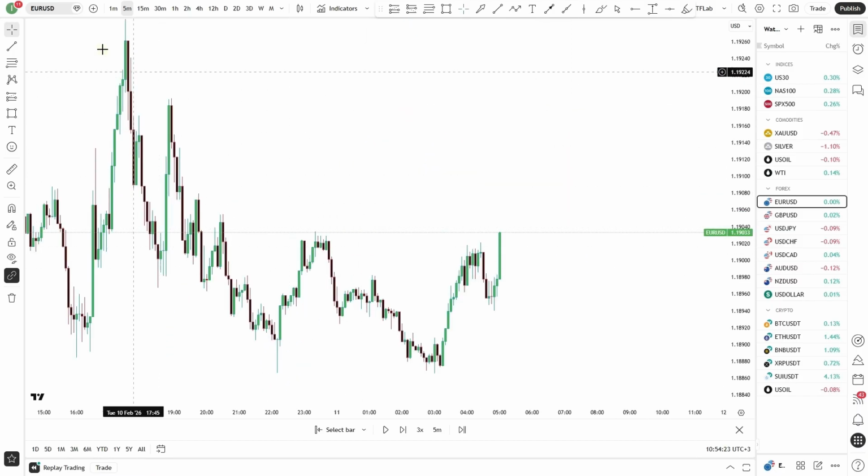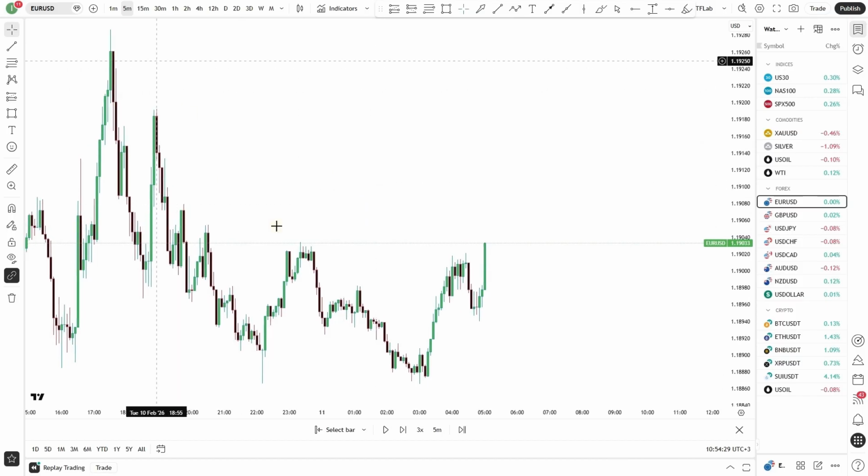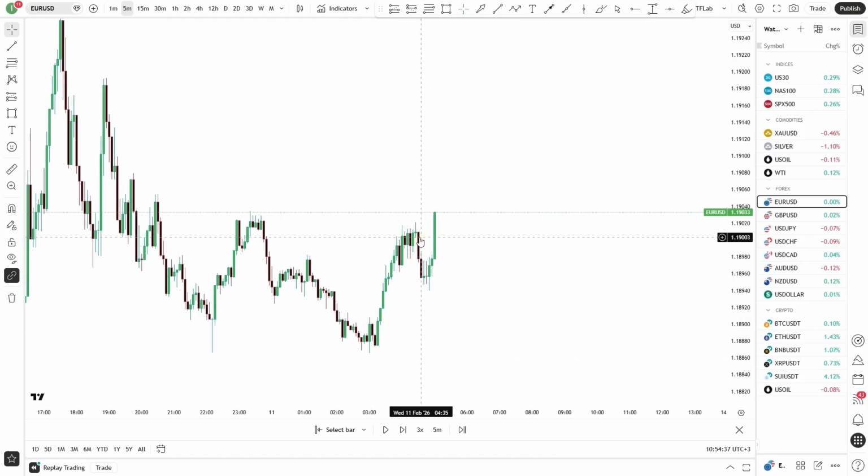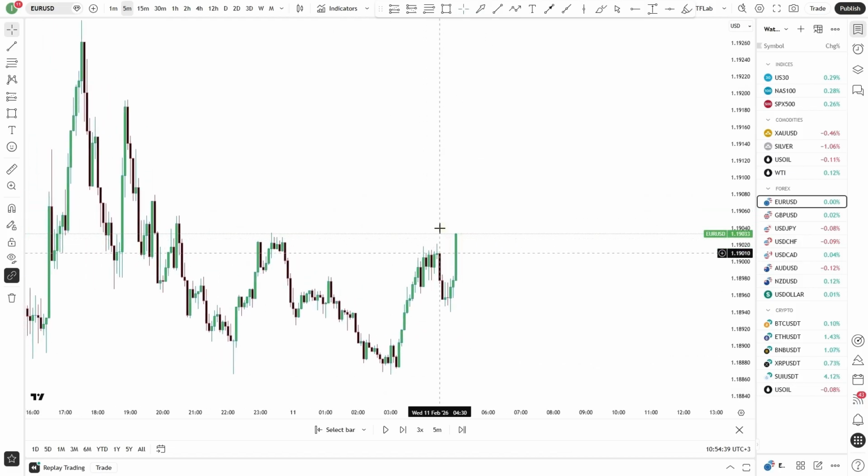Alright, in this example, we're looking at EUR/USD on the 5-minute time frame, which has been following a downtrend. The price has reached these support zones and has shown a reversal here, in this area that you're looking at, right at the spot where the price is currently located.